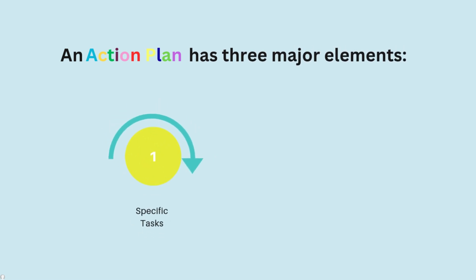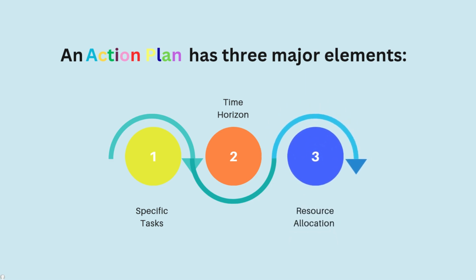An action plan has three major elements. The first one is specific tasks. The second, time horizon. The third, resource allocation.